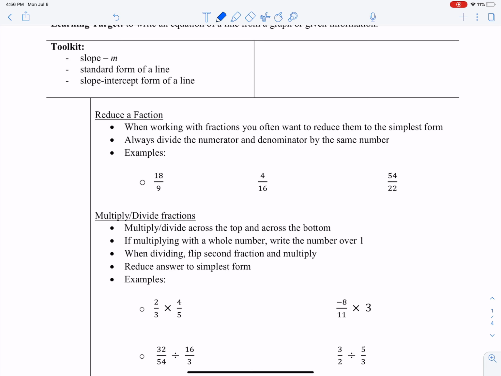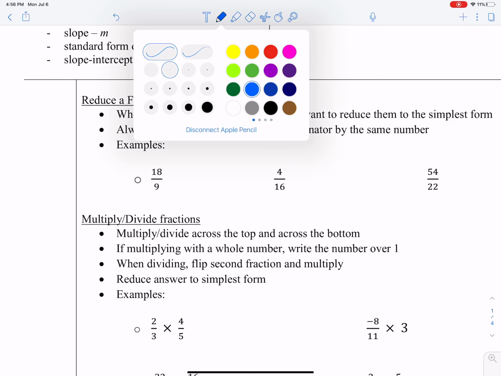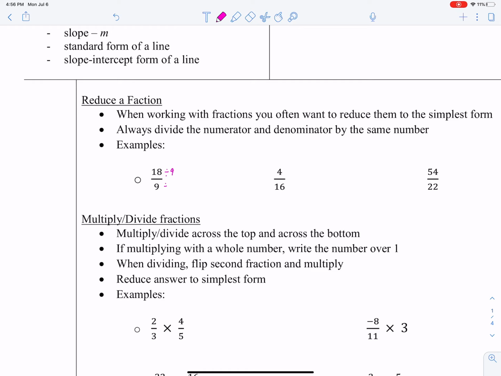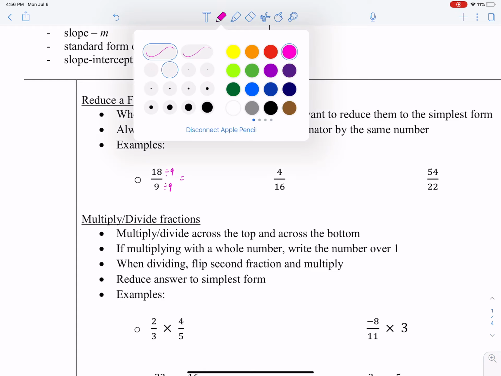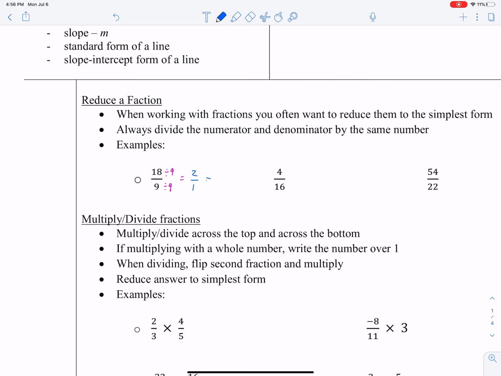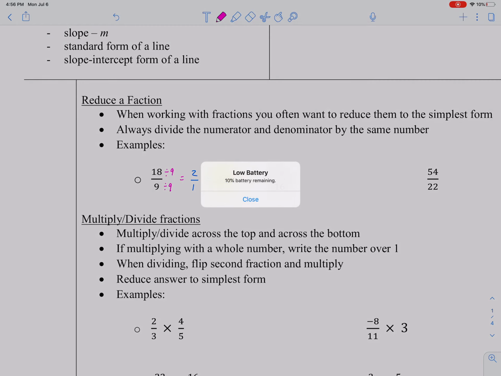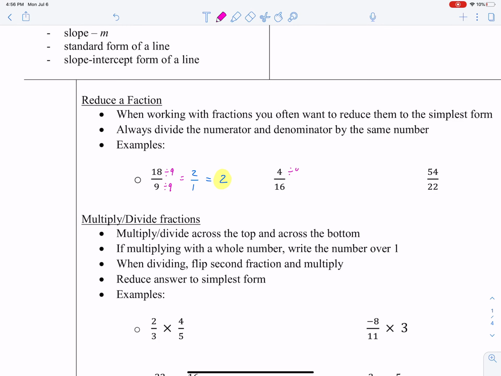18 divides by 9. So we could say divide by 9, which would give us 2 over 1, and any number over 1 is just a whole number, so our final answer would be 2. Next one we have is 4 over 16. There is a number that divides both. We can divide top and bottom by 4. So 4 divided by 4 gives us 1, 16 divided by 4 gives 4. So here our simplified version is 1 over 4.